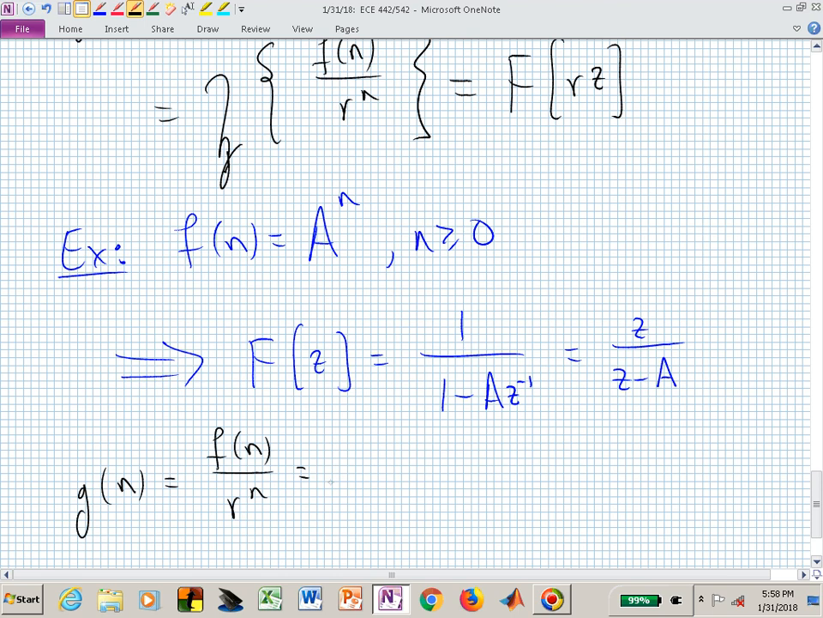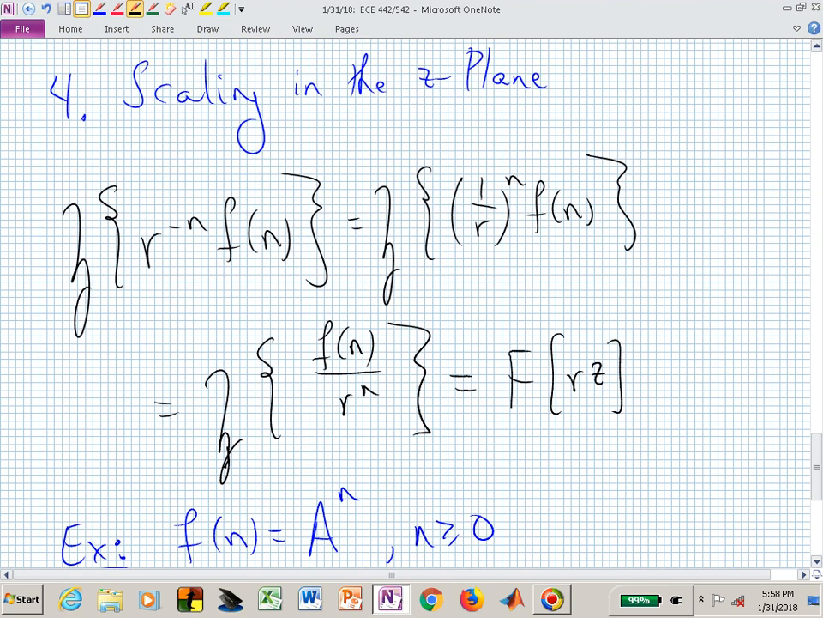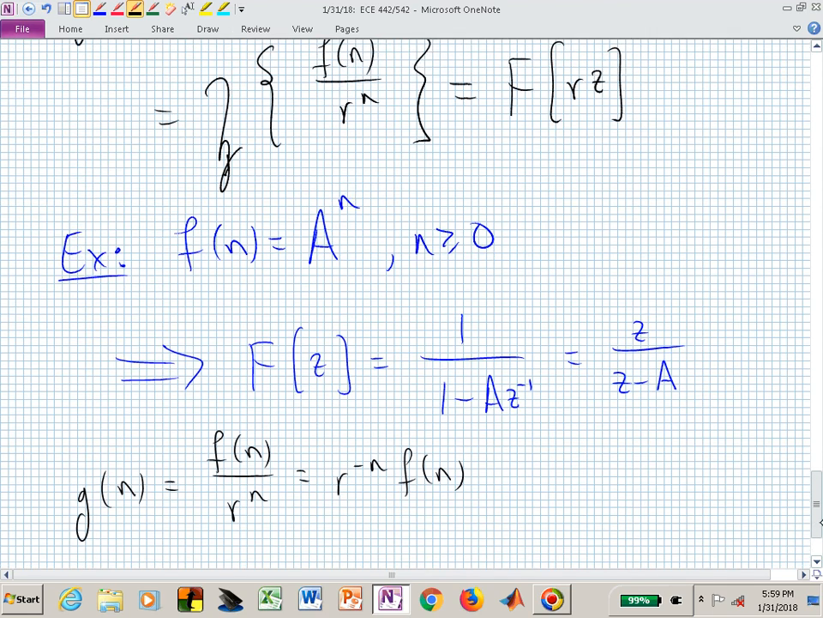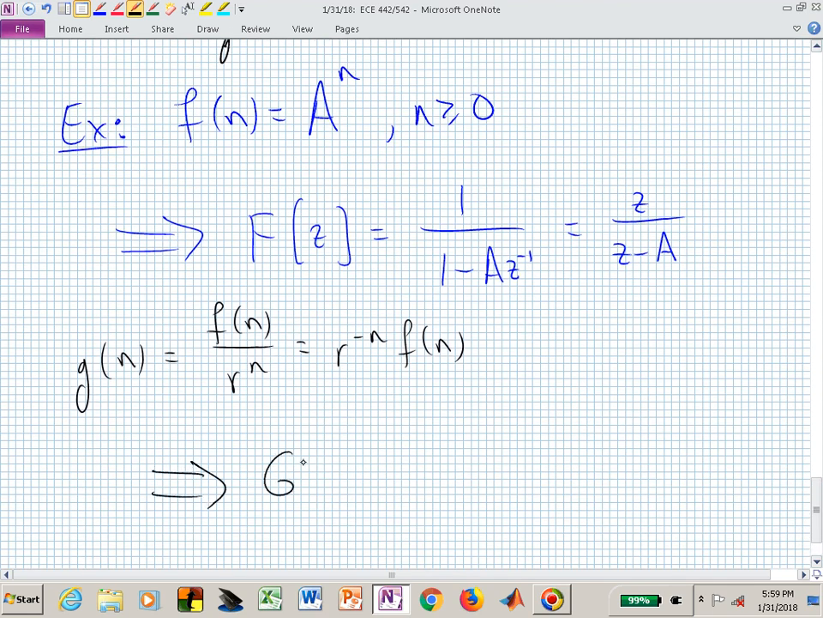So this, depending on how you want to write it, is now r to the minus n f of n, so that this fits exactly with the first z transform, and that says that we should be able to find the z transform of g of n by doing what? That's kind of confusing, isn't it? But that's really sort of what we're doing. We now need to replace our f of z that we had with that. And does that seem to make sense?